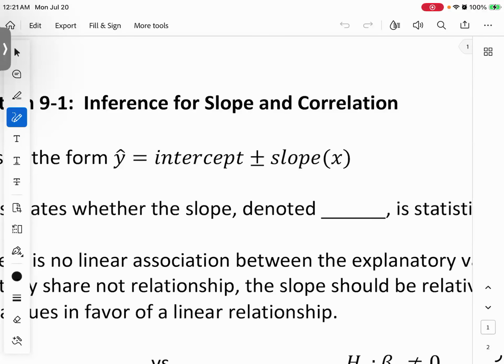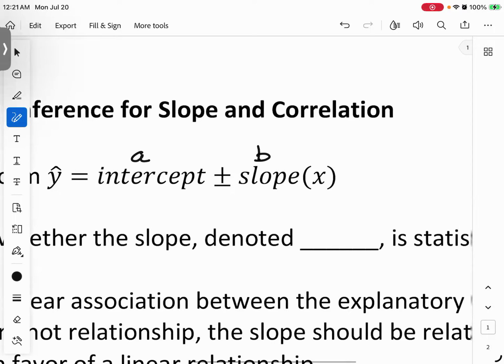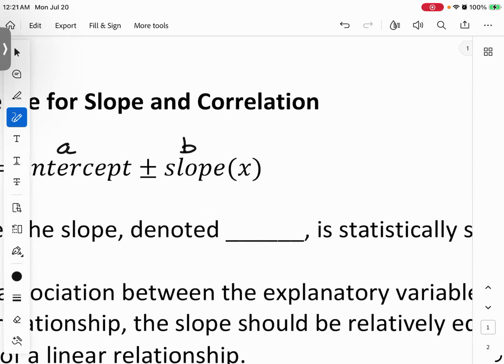Now, what's different is that in 2.6, we denoted the intercept with an a and the slope with a b. What's going to be different for sections 9.1 and 10.1 is we're going to use beta 1 as our notation for the slope.